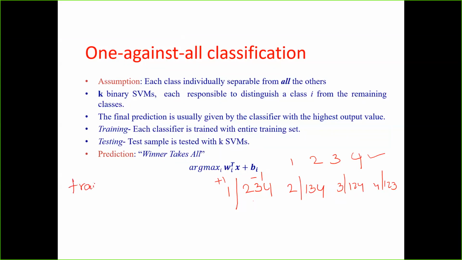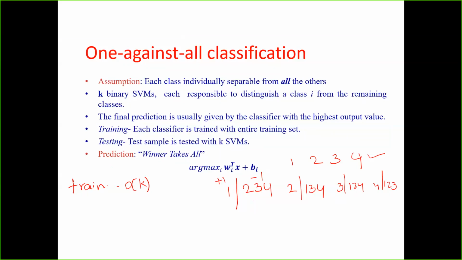Sorry, K for K only, sir. K SVMs, right? So the training complexity is order of K. Right, if there are K classes. So this is the training part. So how to test it? How to assign a label for the new instance is the question.